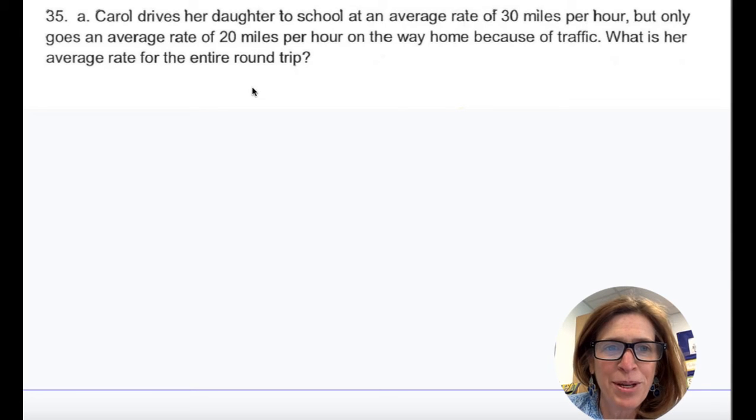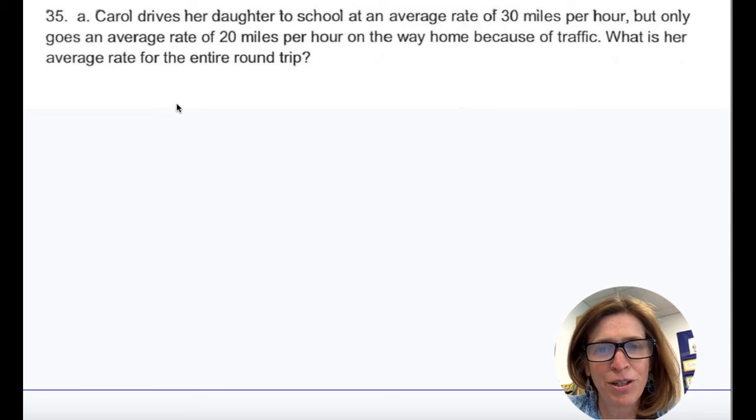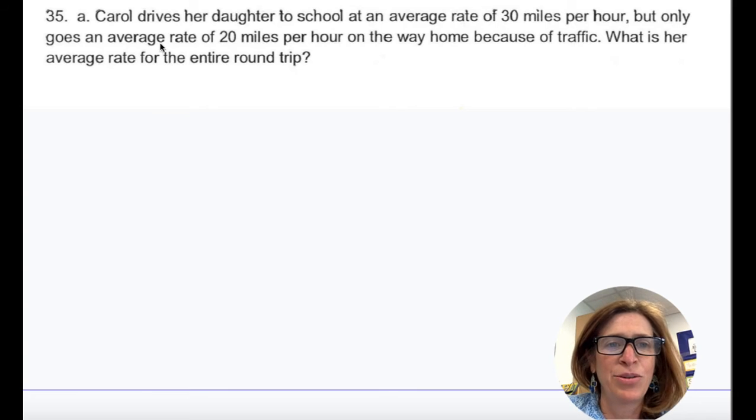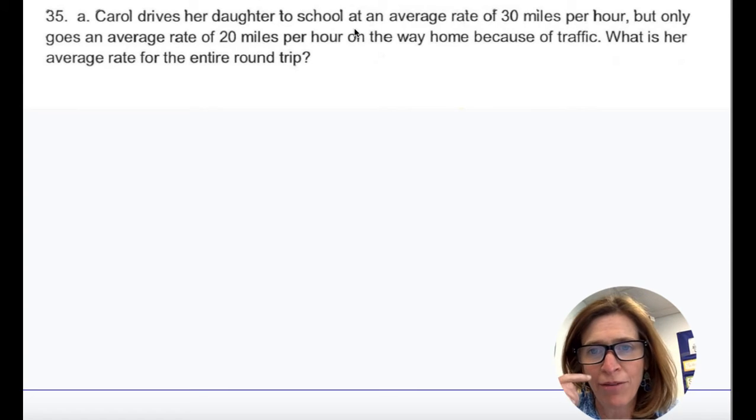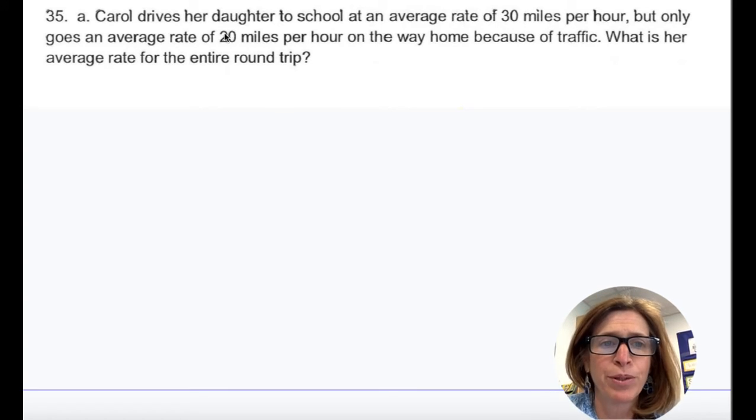Hi everyone, so today I'm going to be going over question number 35 from your cumulative review packet. So Carol drives her daughter to school at an average rate of 30 miles per hour, but only goes an average rate of 20 miles per hour on the way home because of traffic. What is her average rate for the entire trip?